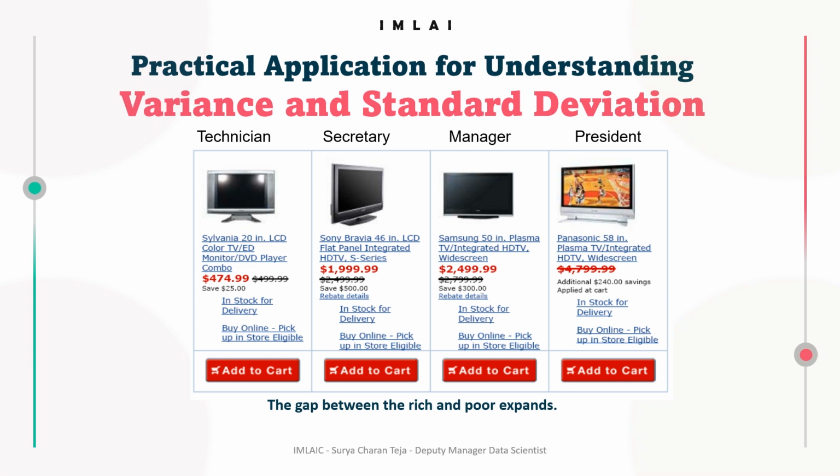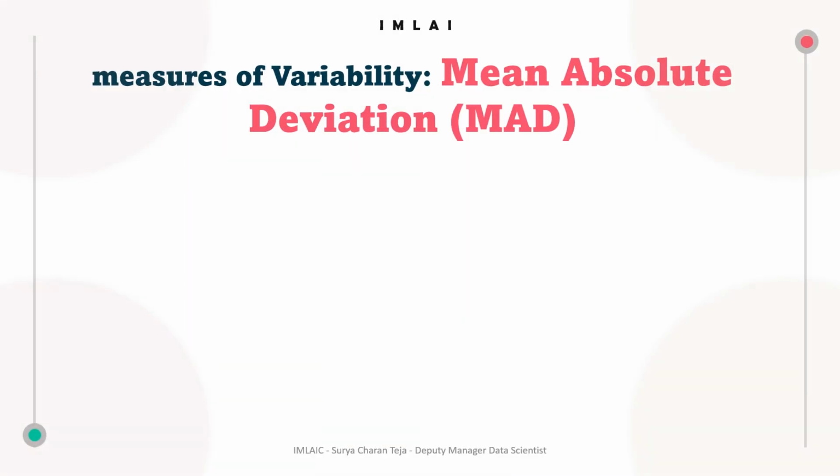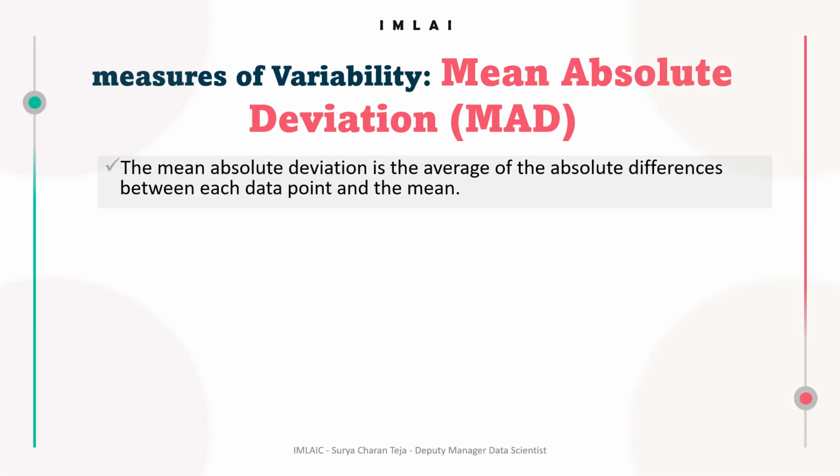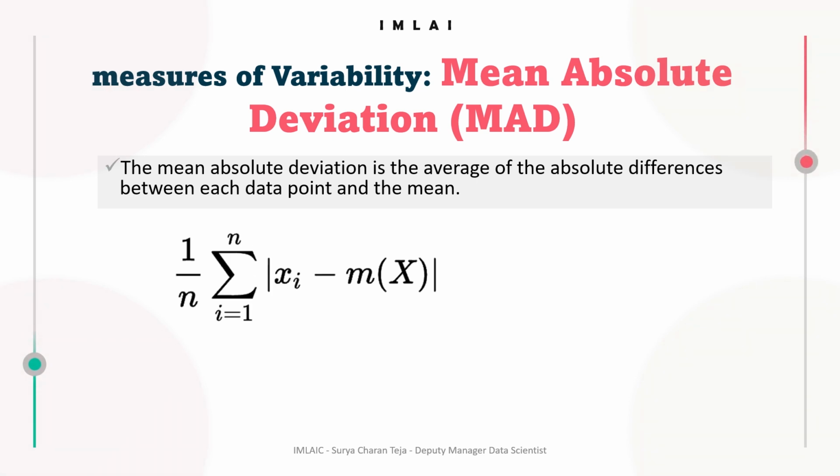So far we have seen range, variance, and standard deviation. Now we will be looking into the MAD. Don't worry, it's the mean absolute deviation. The mean absolute deviation is the average of the absolute differences between each data point and the mean. It represents the average amount of deviation of each data point from the mean, regardless of the direction of deviation. MAD is often used when the data set has outliers or when the absolute differences are more meaningful than the squared differences. And you can see the equation which is used to calculate a mean absolute deviation.